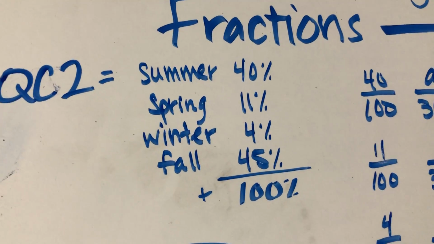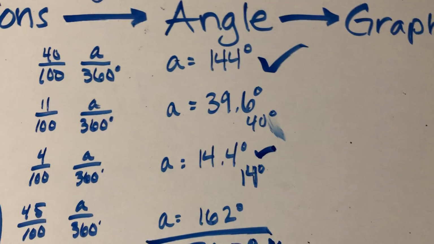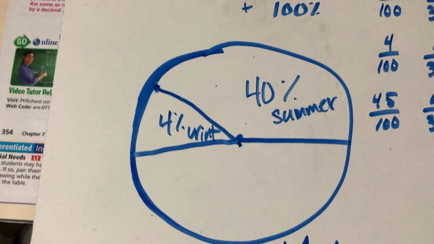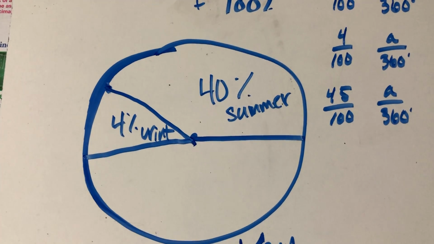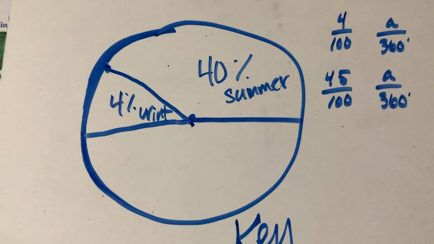These values must be represented in your circle, not the angle values. The angle values are telling you how to use your protractor and compass to perfectly make this circle graph. Okay?